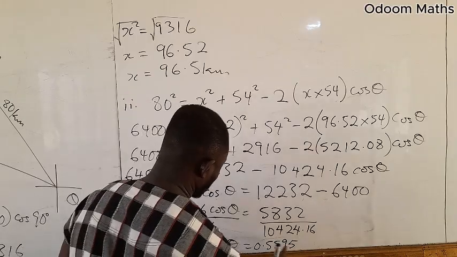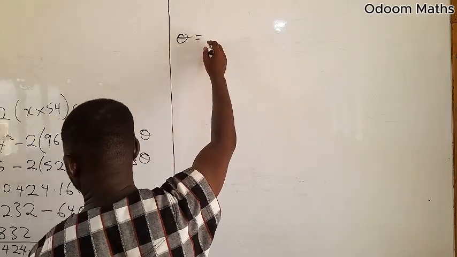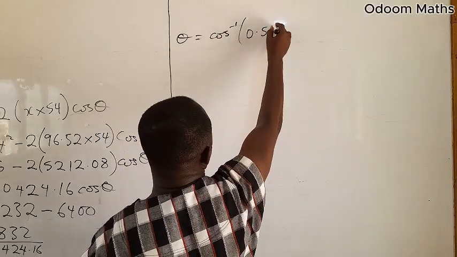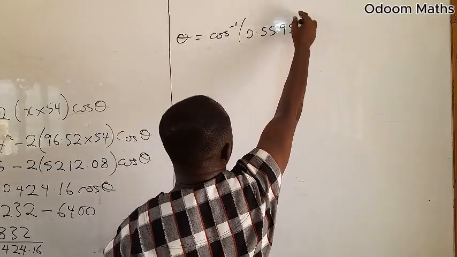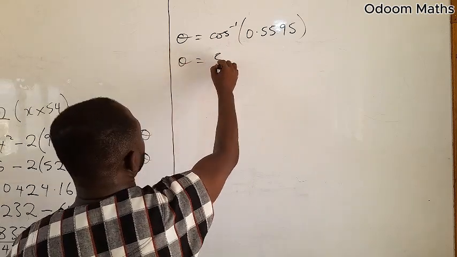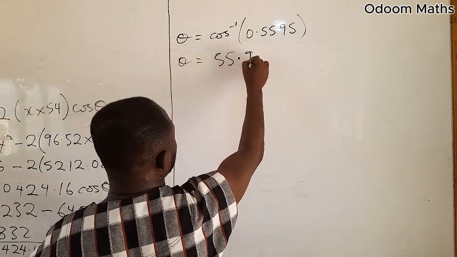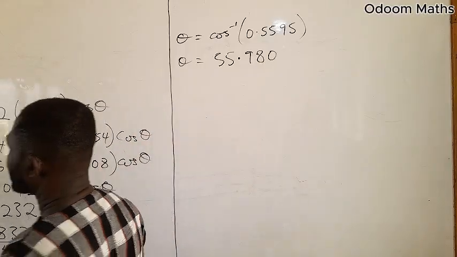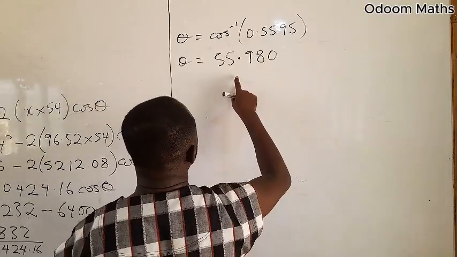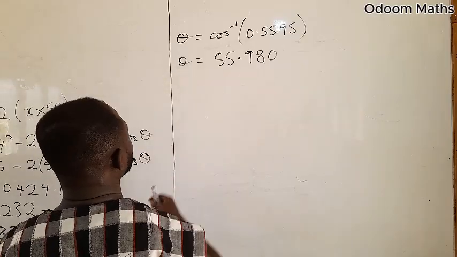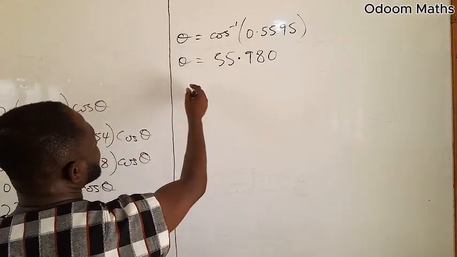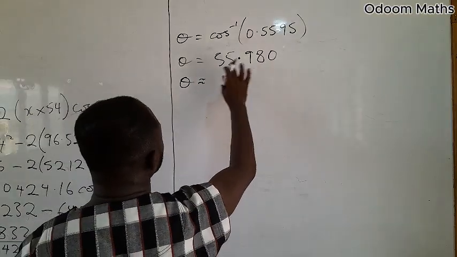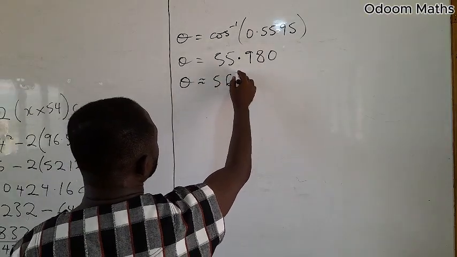So we find cos inverse of this. Theta is equal to cos inverse of 0.5595, and theta becomes 55.980 degrees. Okay, so we can round this to 1 decimal place, though this is not the final answer. So theta is approximately, to 1 decimal place, 56 degrees.